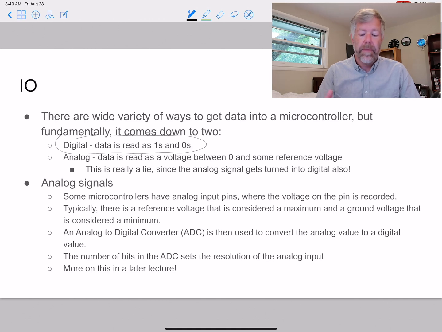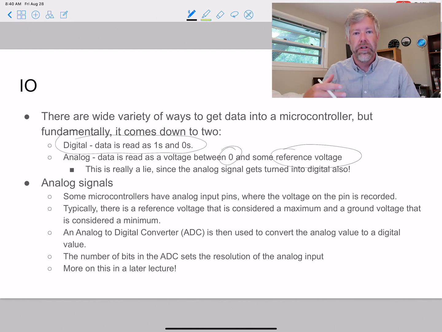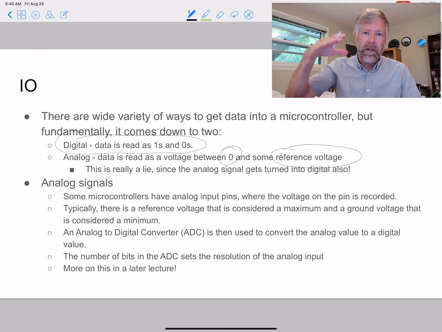Analog is basically you read it as a voltage between 0 and some reference voltage. So for the Arduino, it's usually either 5 volts or 3.3 volts. And you could have any value between 0 and 5 volts or 0 and 3.3 volts. That is very different than the distinct values of digital inputs. We're going to be doing a lot of analog inputs. Some microcontrollers have analog input pins, so it allows you to have that basically infinite number of positions between 0 and 5 volts or 0 and 3.3 volts, but that's not really true.